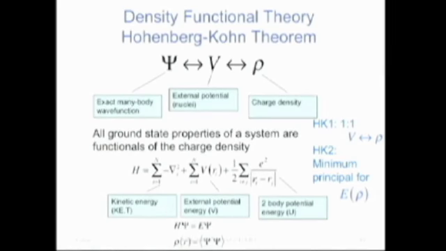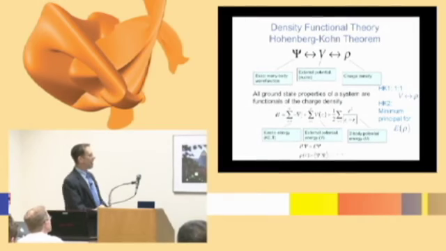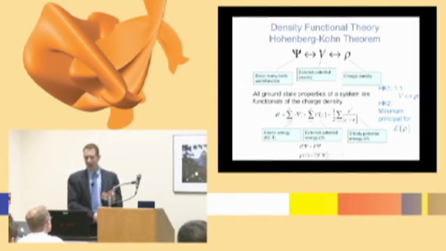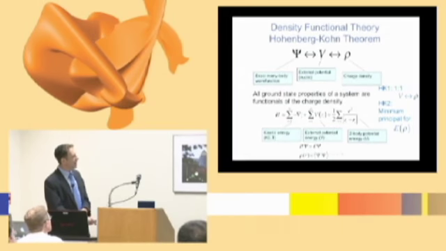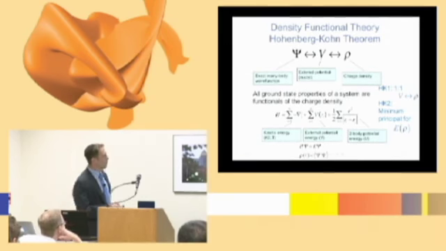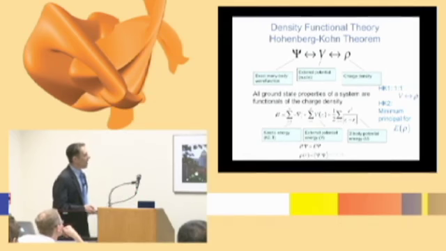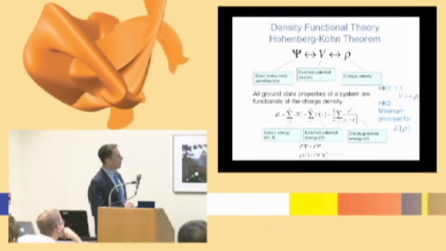The external potential, which is the nuclei in the system we're going to talk about, like what the crystal structure is, and the charge density. This is really an amazing thing, because the charge density is just a three-dimensional object, and the exact many-body wave function is an n-dimensional object, where n is on the order of 10 to the 23rd particles. So to go from 3 dimensions to 10 to the 23rd dimensions is an enormous reduction. That's the first Hohenberg-Kohn theorem, this one-to-one correspondence.